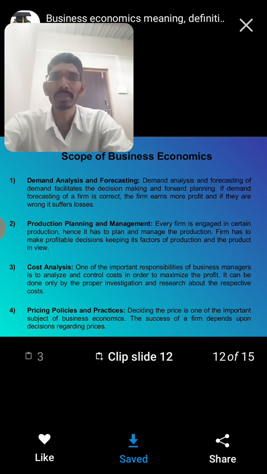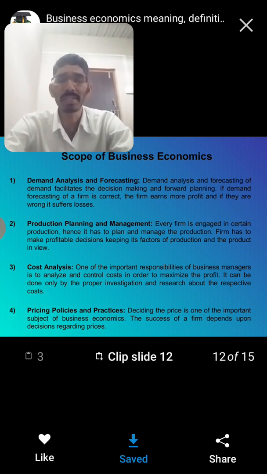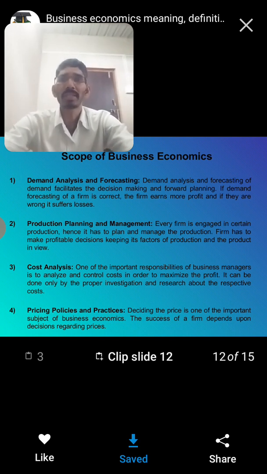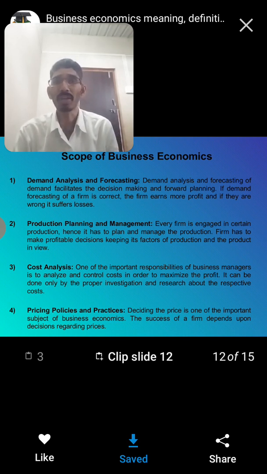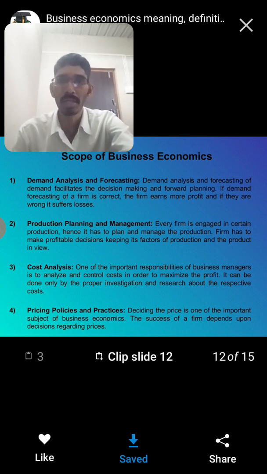Already we know that the scope of business economics has expanded very widely in recent days. Why do we study business economics? We already know that business economics studies the overall business environment, and the macroeconomic nature and importance of it. So here, one by one, I will tell you the scope of business economics.